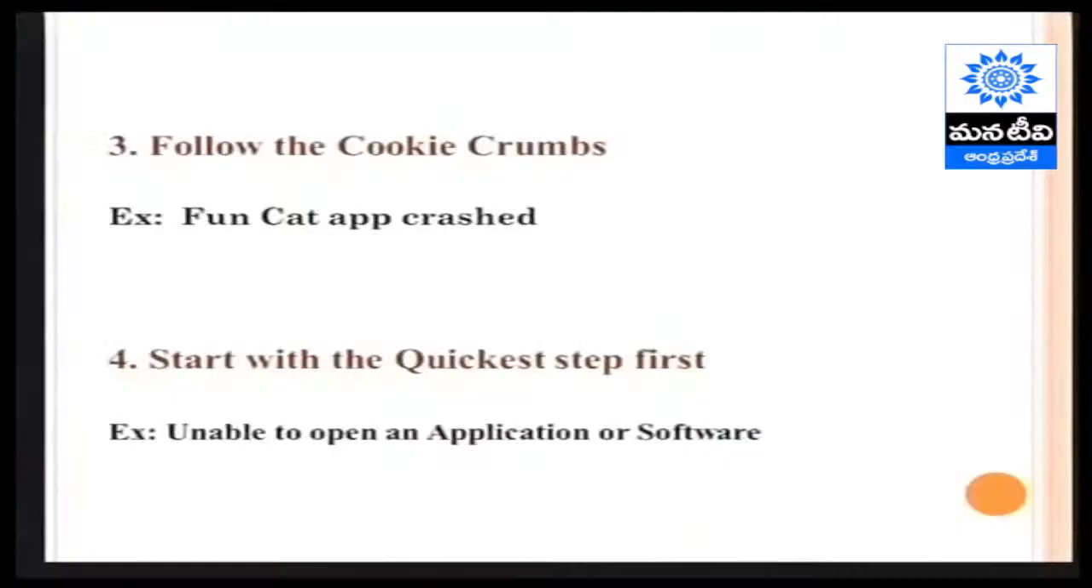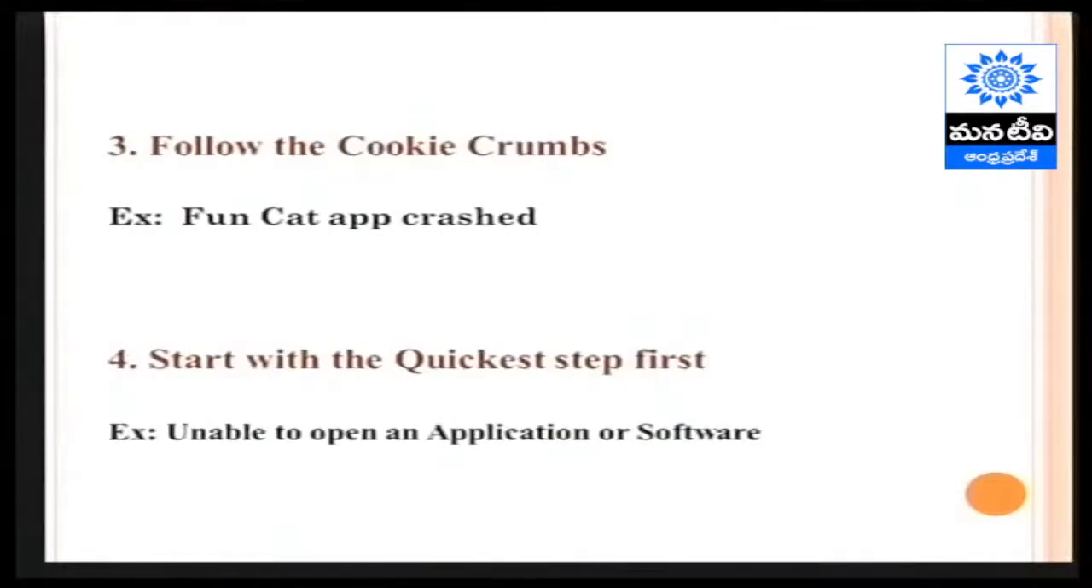Another effective method for performing troubleshooting is to follow the cookie crumbs. What is the general meaning of cookie crumbs? In order to fix the issue from the computer of a particular user, we need to gain information from the start till today by posing different questions, by obtaining information regarding the particular issue from the computer.